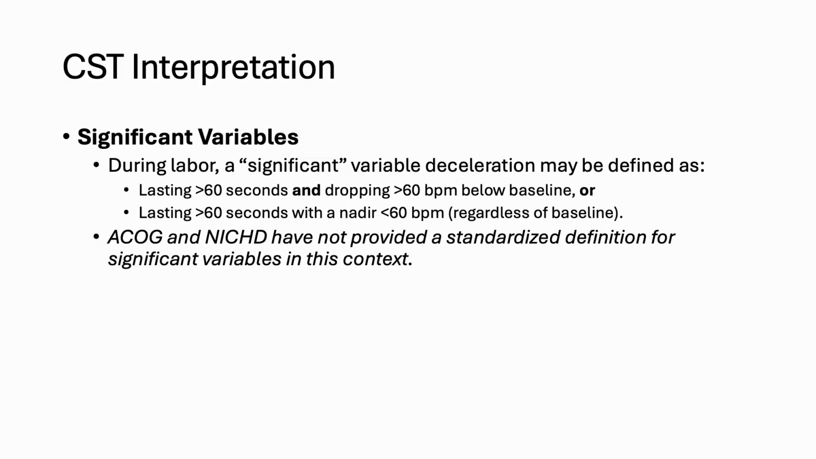Significant variables would be described according to... again, this is not done as often. During labor, a significant variable deceleration may be defined as lasting greater than 60 seconds and dropping greater than 60 beats per minute below baseline, or lasting greater than 60 seconds with a nadir less than 60 beats per minute, regardless of baseline. The ACOG or NICHD has not provided a standardized definition for significant variables in the context of a CST.